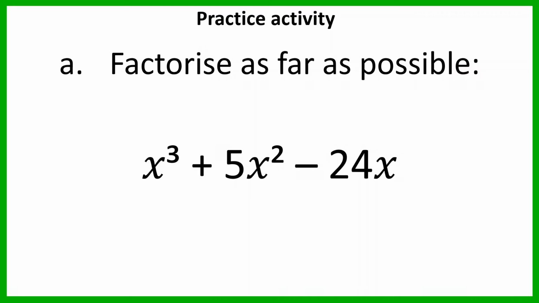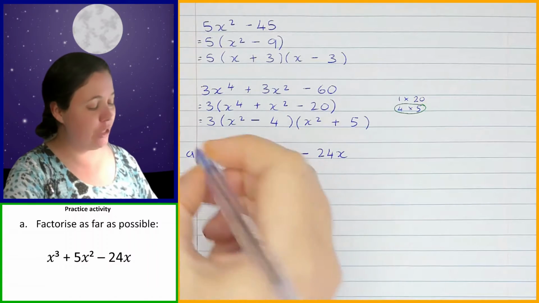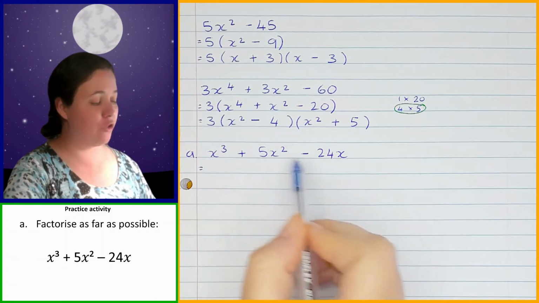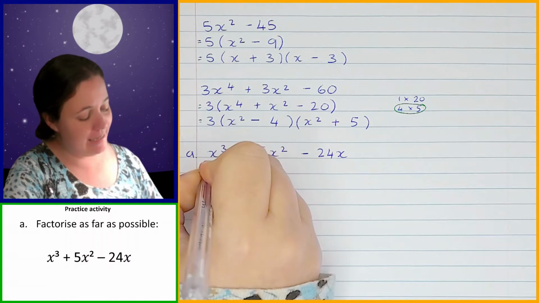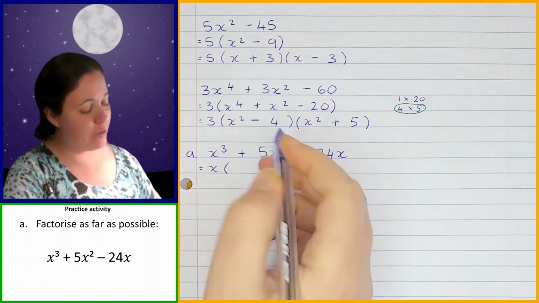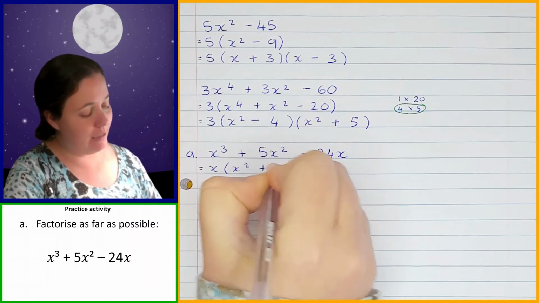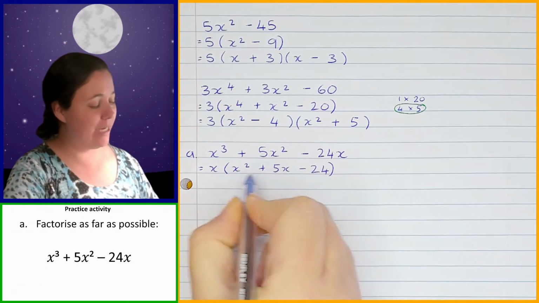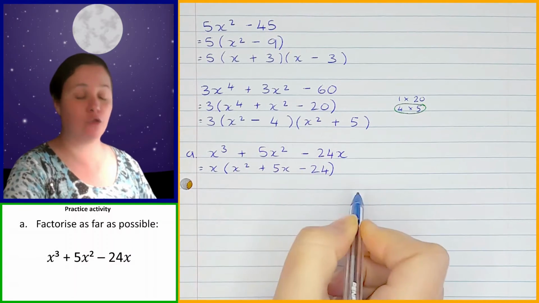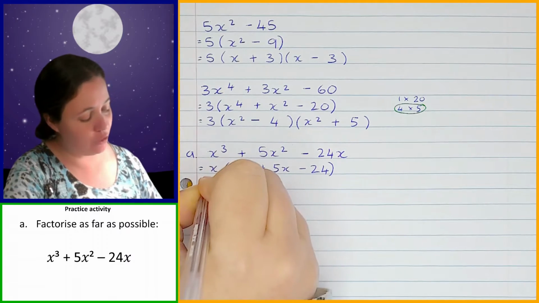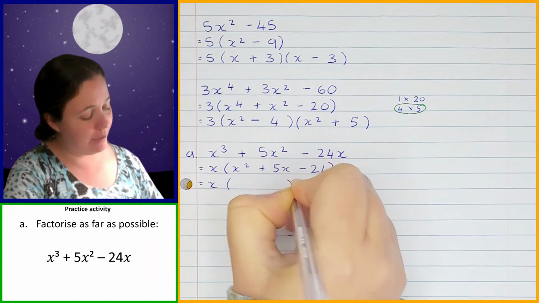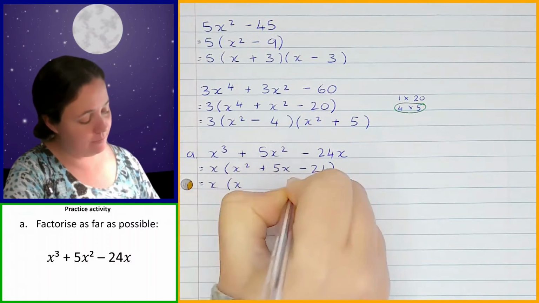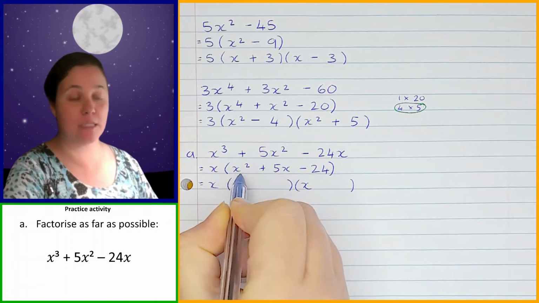Okay, let's go through that example. The first thing you're going to do is look and see if there is a common factor. In this example, I have got a common factor of x. If I take that x out, I'm left with x squared plus 5x minus 24. Now in the brackets here, I've got a trinomial, so I'm going to factorize that trinomial. I get two sets of brackets. The first term in each bracket is going to be x, the square root of that x squared.